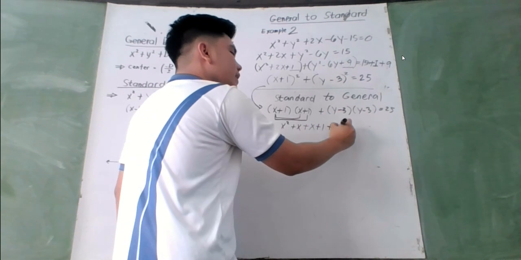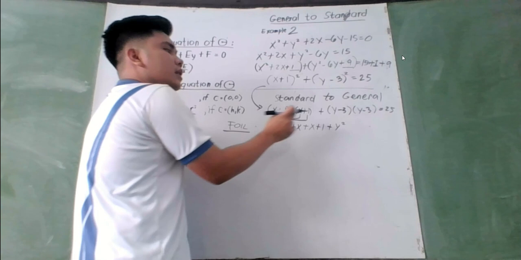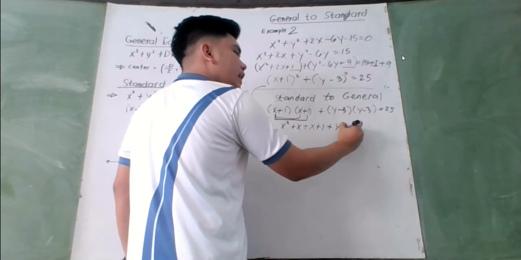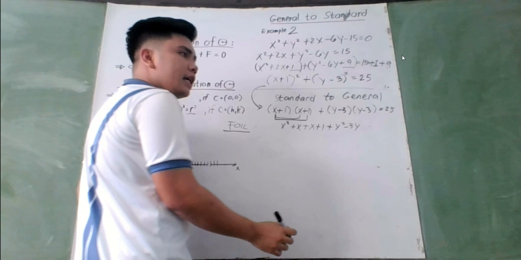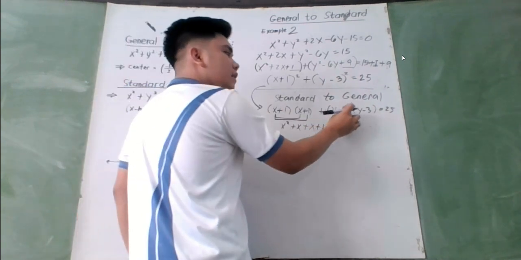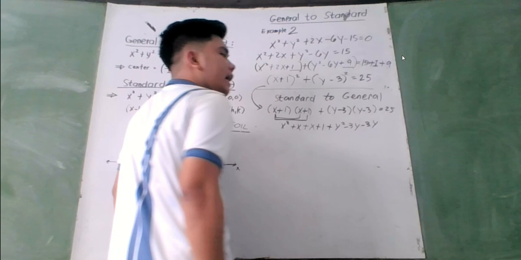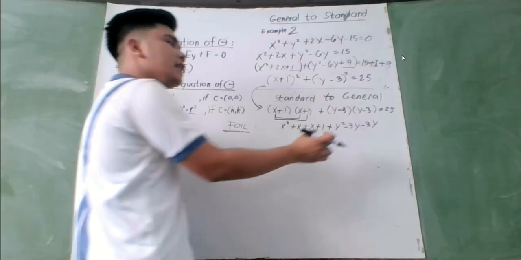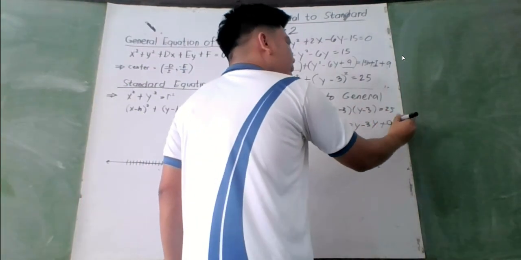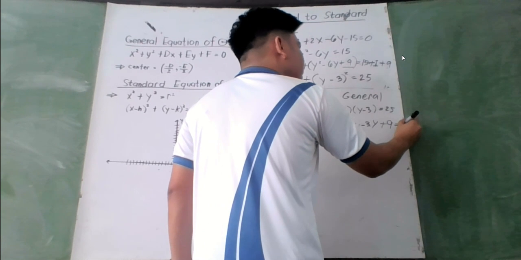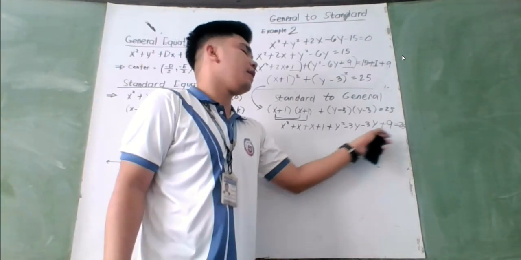Y times y, that is y squared. Outer: y times negative 3, that is negative 3y. Inner: negative 3 times y, that is negative 3y. And then the last one, negative 3 times negative 3, that is positive 9, and then copy, then positive 25. Oh, it's a long process now.